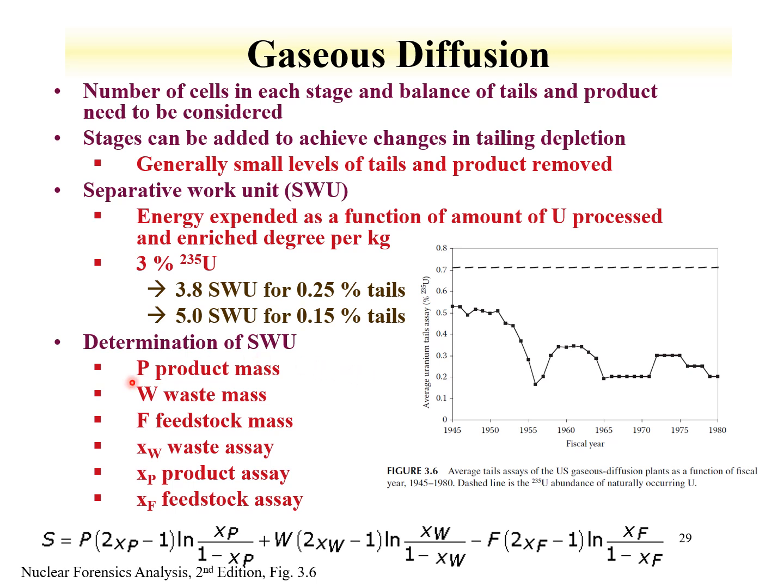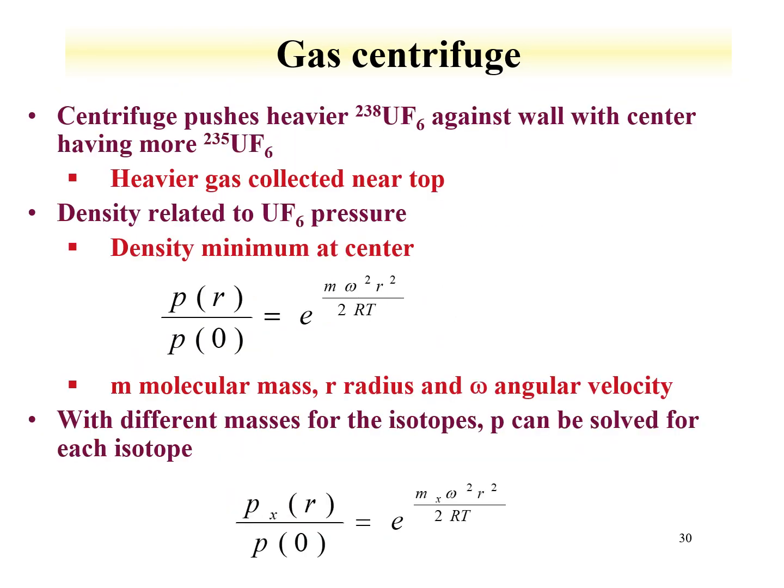The equation for separative work unit is listed here, and it's a function of the product mass, the waste mass, the feedstock mass, and the isotopic fractions. The gas centrifuge is what's commonly used today and has surpassed the gaseous diffusion method as a way for enriching uranium. The gas centrifuge is just what it sounds, a system that will push heavier.